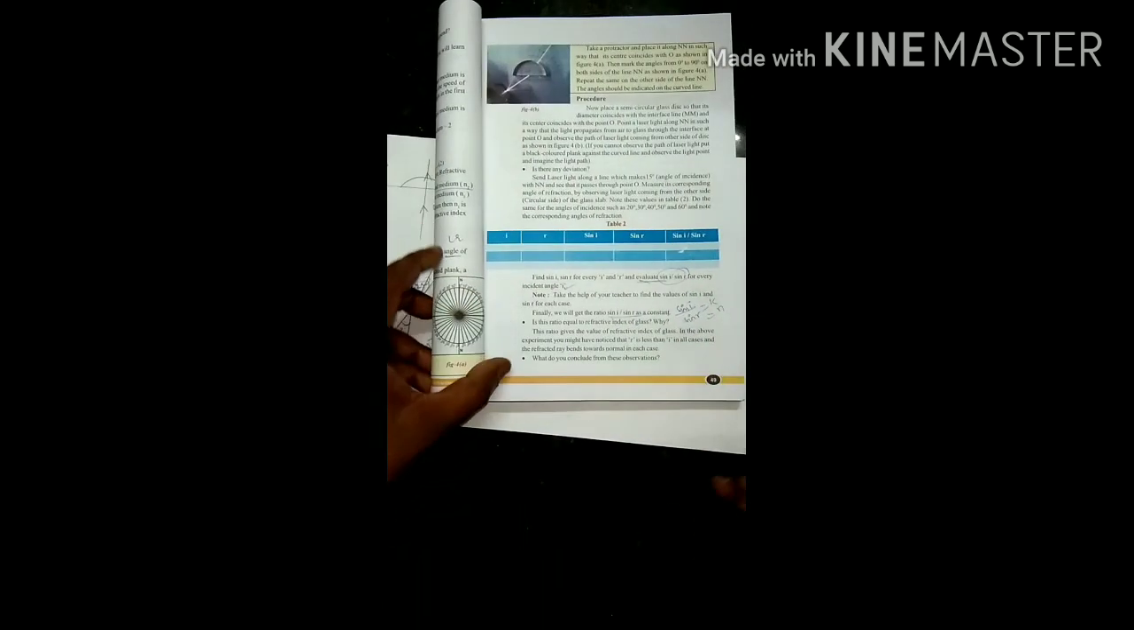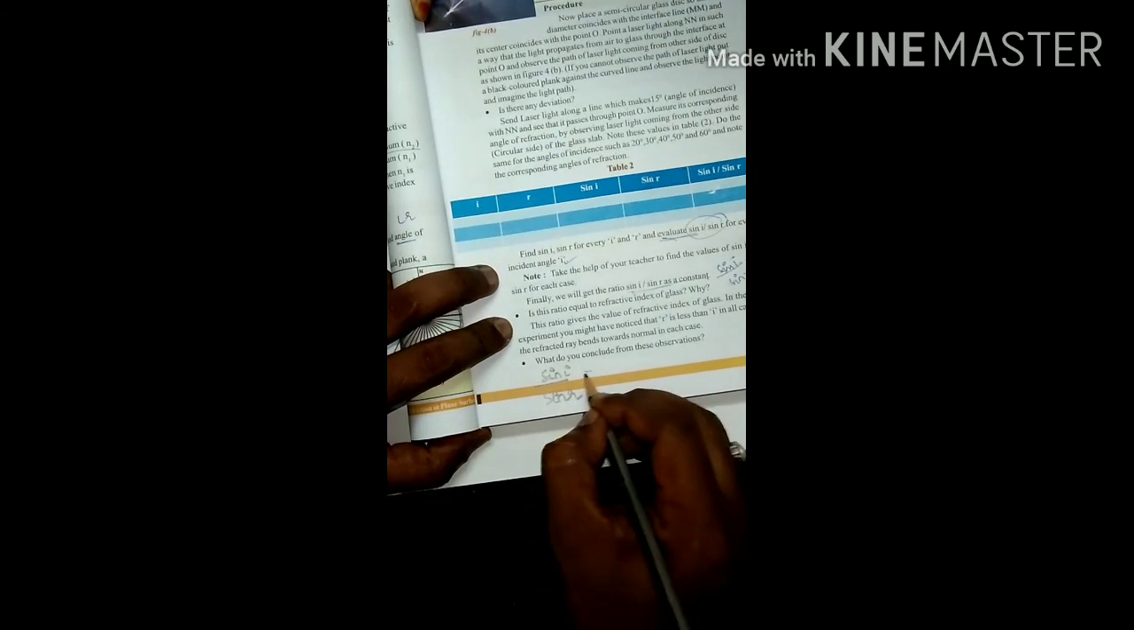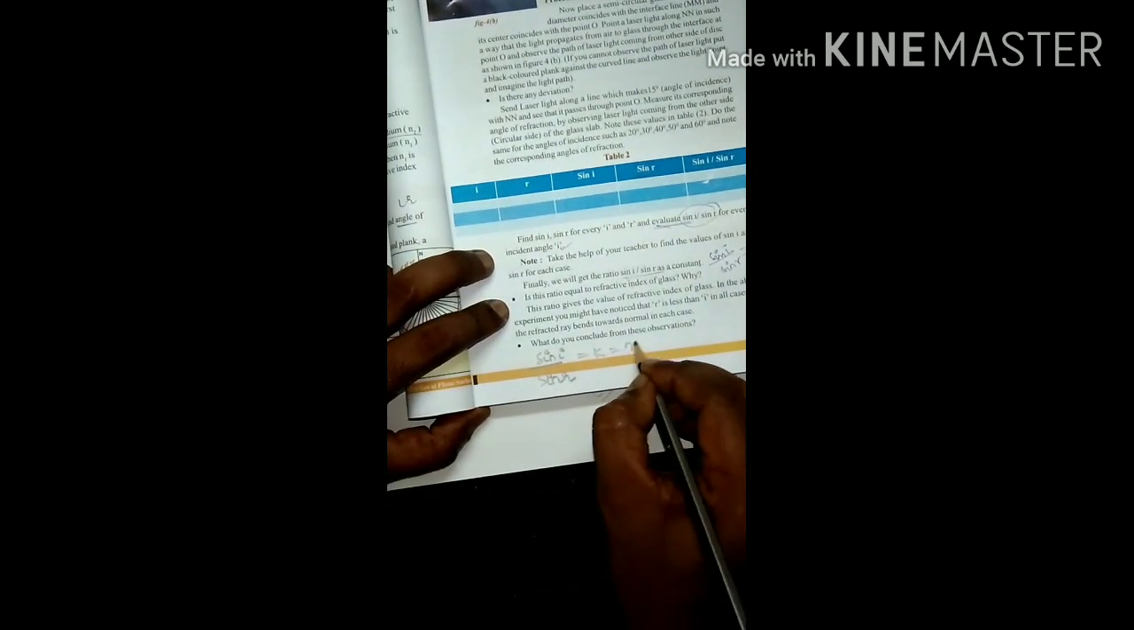Here, final thing in the case of textbook page number 49, what do you conclude from these observations? That is sin i by sin r is equal to a constant. That constant is nothing but n, that is equal to c by v. From this we can write n2 by n1 is equal to v1 by v2. That is what we already gave earlier. Now this law is called Snell's law.